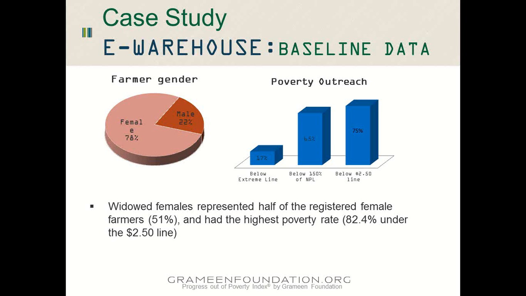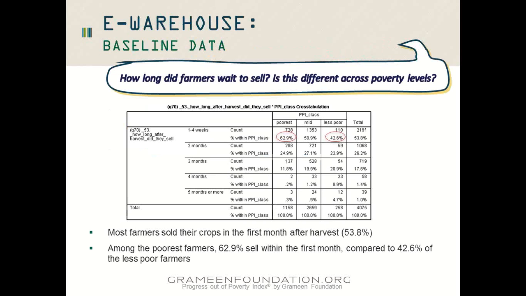So moving on to the next one, this whole e-warehouse program was based on the idea that poor farmers have less access to finance and sell their crops early and at low prices. Prior to that baseline survey, though, we had no way of knowing whether that was actually the case. And so we proved that the price for maize is lowest at harvest time.